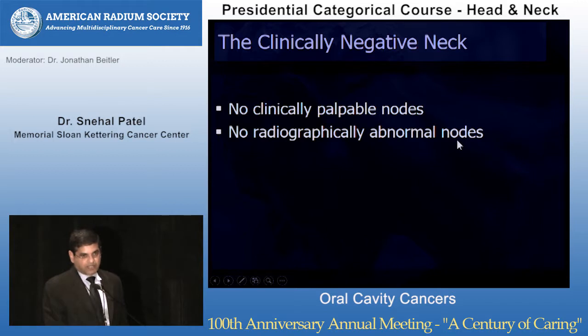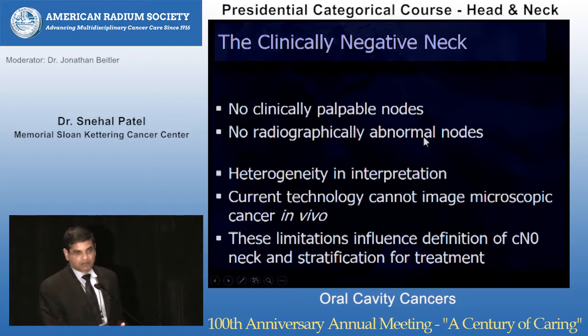The clinically negative neck is defined as a neck where there are no clinically palpable nodes and there's no radiographically abnormal nodes. And that's a little difficult to define because of heterogeneity in interpretation. There is no real technology right now that can image microscopic cancer in vivo in the neck. And that introduces limitations in definition of the CN0, the clinically negative neck, and hence there's some heterogeneity in stratification for treatment.